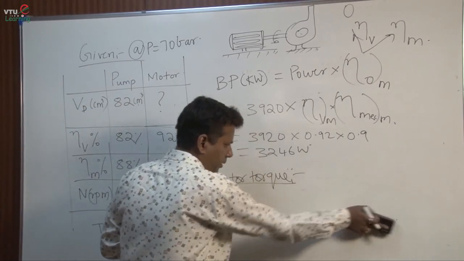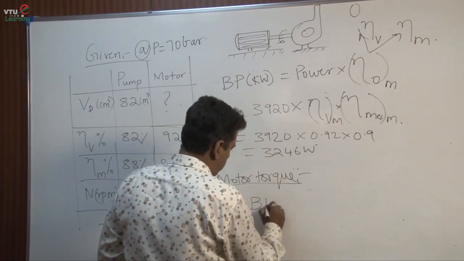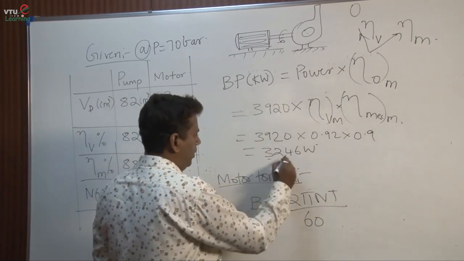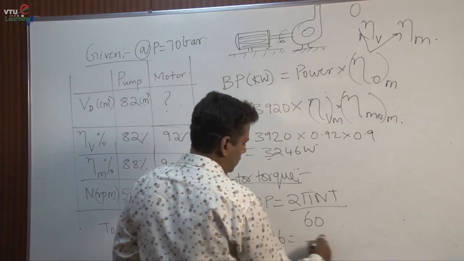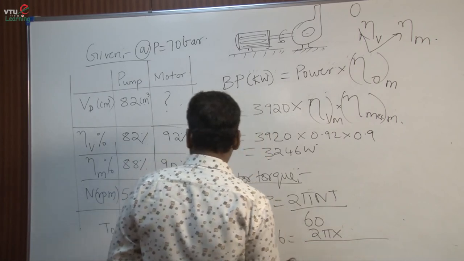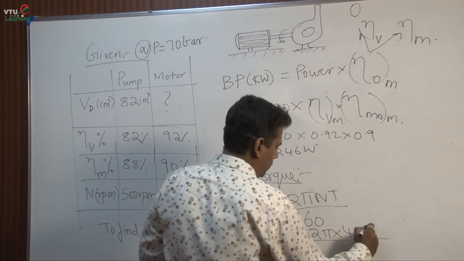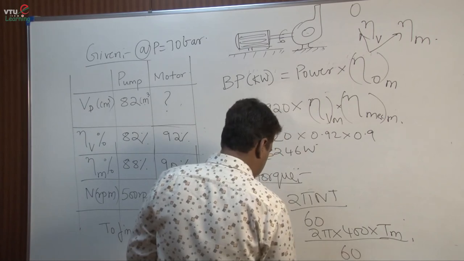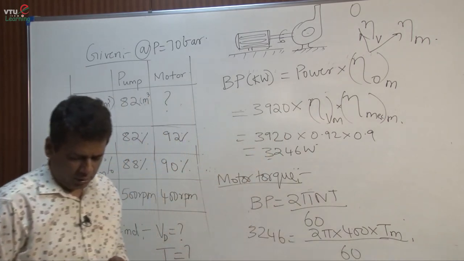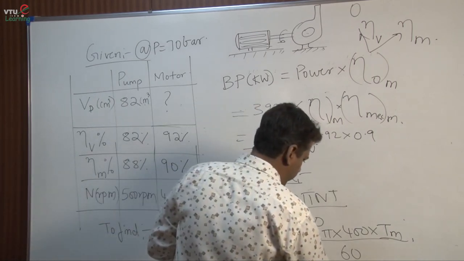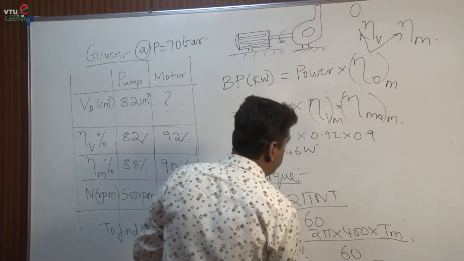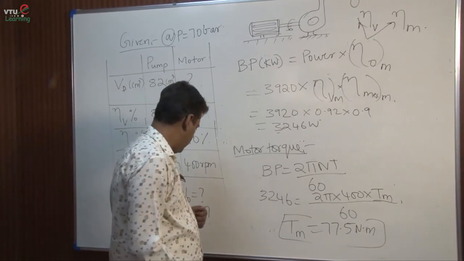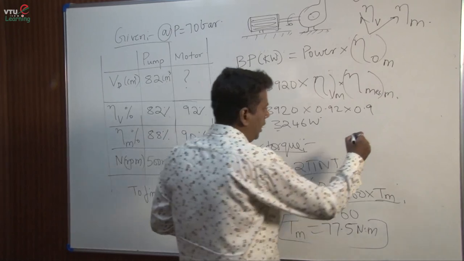Let us write the formula first and then we will simplify. BP is equal to 2 pi N T by 60, right. So, BP is 3246, which equals 2 pi into N, which is 400 rpm, into torque, the motor torque we need to find out, divided by 60. So, you get the motor torque as 77.5 Newton meter, right. Finally, you have found out the volumetric displacement of the motor as well as the torque.